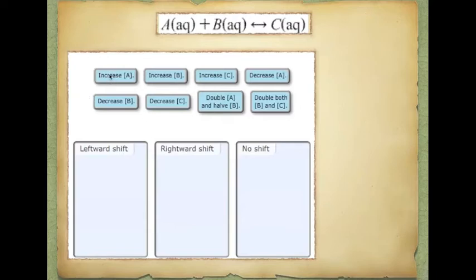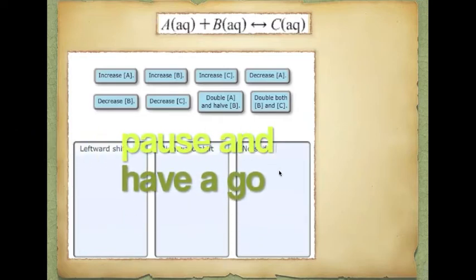If you increase A, what will happen? Leftward shift, forming more products? Rightward shift, forming more products? Leftward shift, forming more reactants? Rightward shift, forming more products? Or no shift whatsoever? I'll come back and we'll do this, and I'll show you the answers.